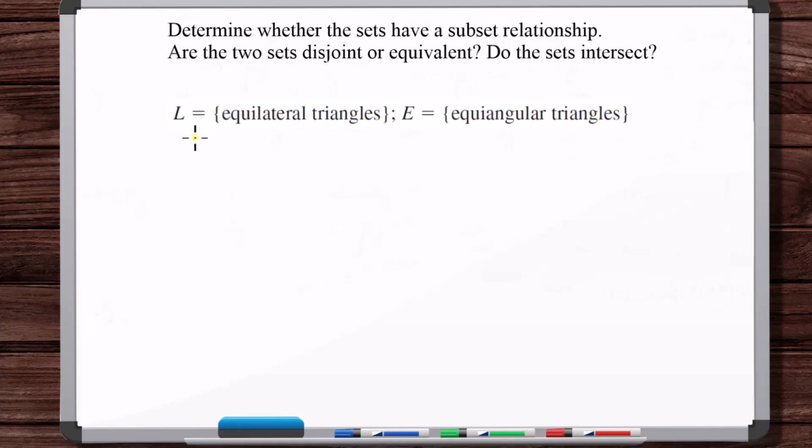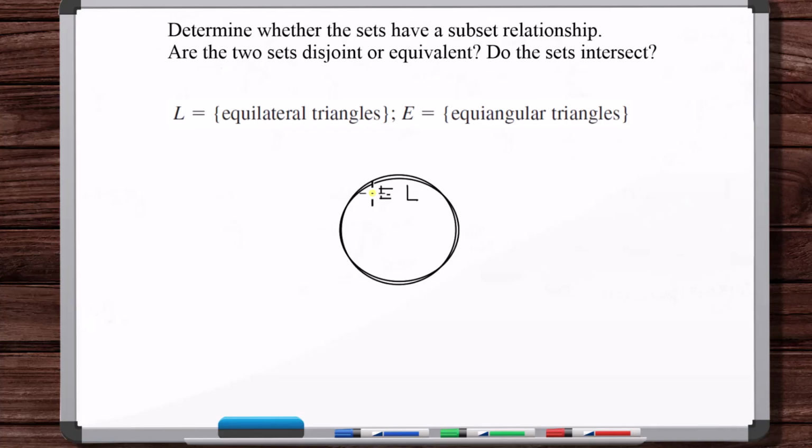All right, so in this first problem, we're comparing the set of equilateral triangles to the set of equiangular triangles. Well, we were shown two corollaries that show that all equilateral triangles are equiangular and all equiangular triangles are equilateral. So it's the same set here. The set circles would just lie on top of one another. They're equivalent sets. There's no subset relationship. One is not contained within the other. It's the same exact set.